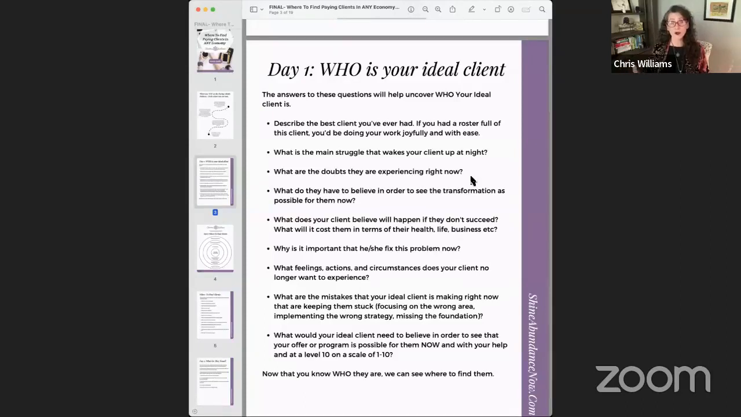She wants to know, or he wants to know, depending on if you're working with men or women, what is the result that I get to have if I work with you? And do I believe that that result and that transformation is even possible? So spend some time journaling. What would they have to believe in order to see that the transformation is possible for them?